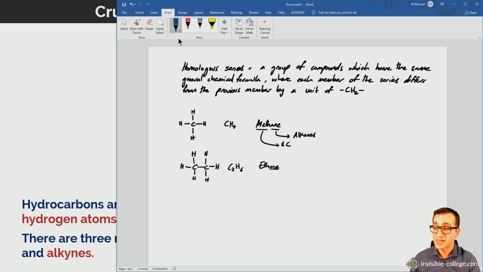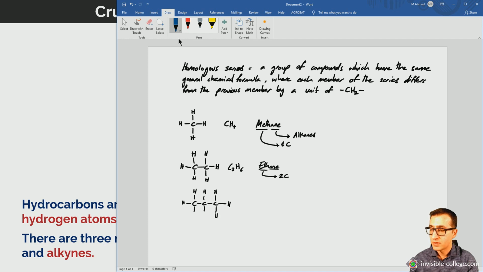So again, we have the suffix ane that tells us it's an alkane. Now the prefix eth in organic chemistry means that whatever molecule you're dealing with has 2 carbon atoms in it. So this is ethane. Now the next member of the homologous series of alkanes is this one. 3 carbons, all bonded singly to each other, and the remaining bonds around these atoms are all to hydrogen. So this would be the displayed formula of the 3rd member of the homologous series of alkanes.